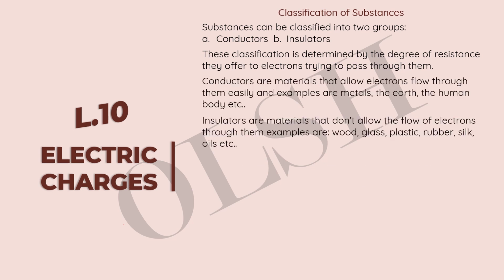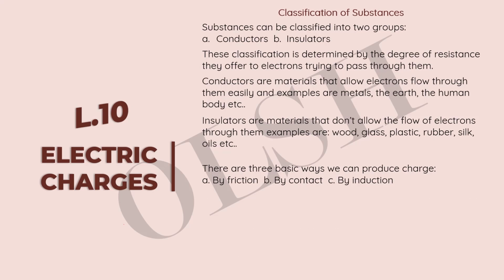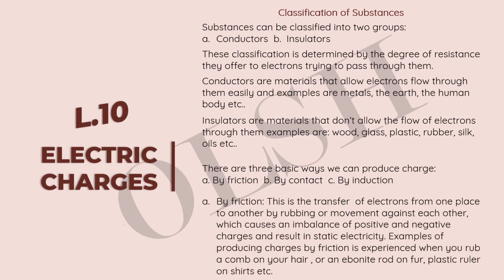Alright, so that being said, how do we produce charges? There are three basic ways charges are produced. The first one is by friction, the second one by contact, the third one is by induction. So by friction, this is you transferring electrons from one material to another by rubbing each of them against themselves. Once there's that transfer, you create that imbalance.